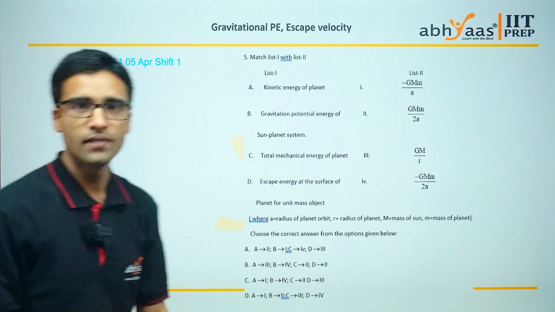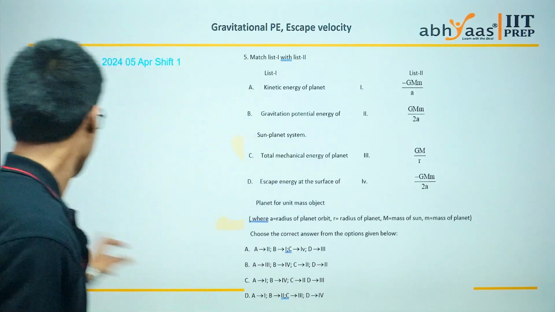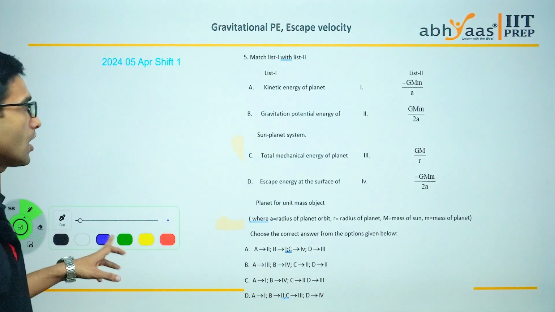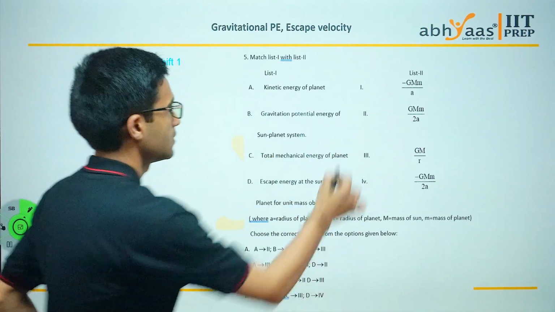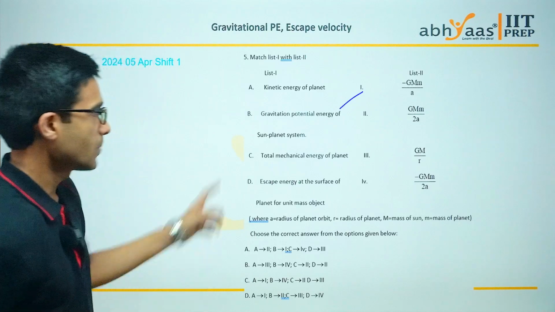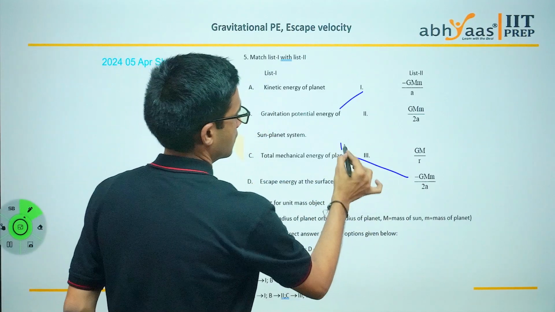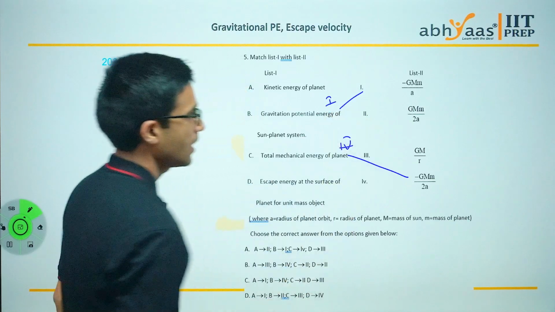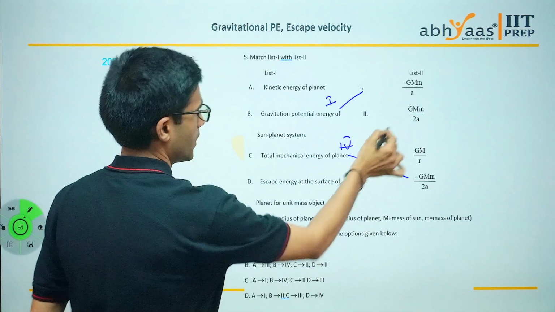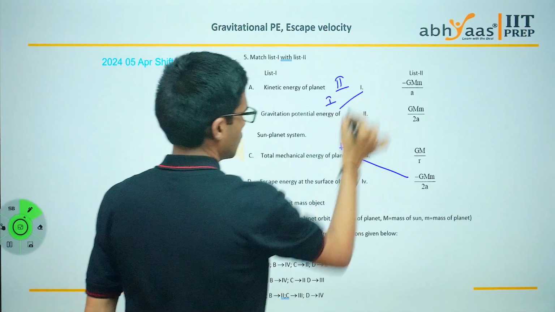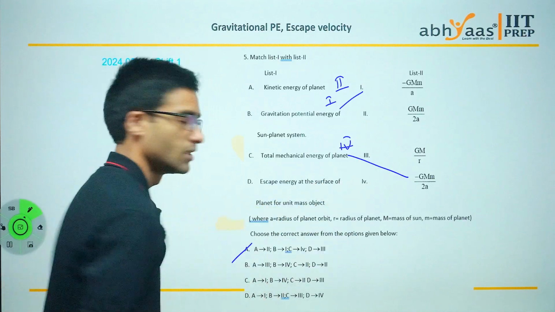This is the easiest question. Only formulas. Potential energy formula, just now I discussed, is minus GMm by R. First one is this one. Next, mechanical energy, just now I discussed it, minus GMm by 2R. That is, this is 4, this is 1. Remaining, kinetic energy is equal to this. So 2, 1, 4. Next one is 3. This is the option. Simple question.